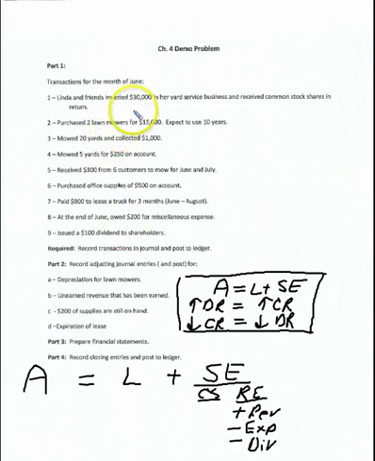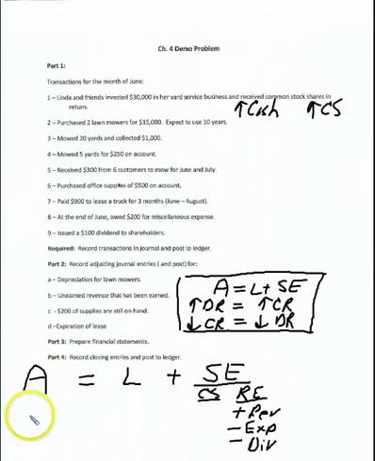So we see Linda and Friends invested $30,000 cash in her yard service business and received common stock. From the company's perspective, what did they receive? The company received cash, and what did the company give up? Well, the company issued common stock. So, of the give and take, cash came in and common stock was issued. That's the give and take analysis.